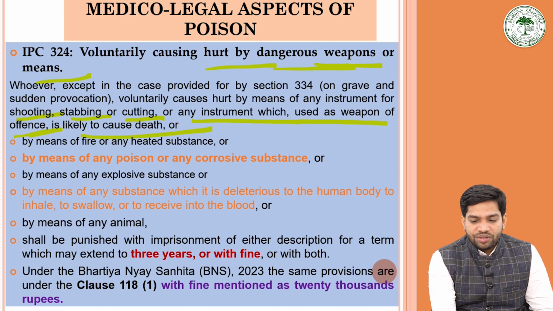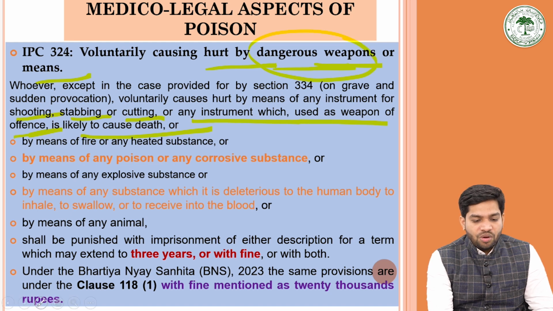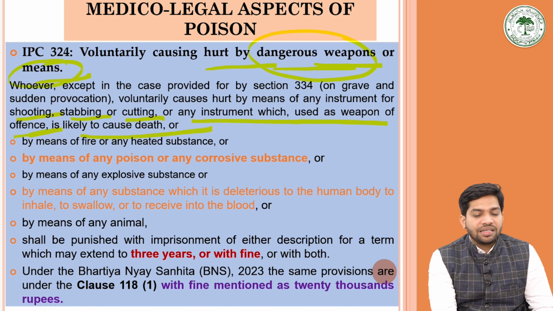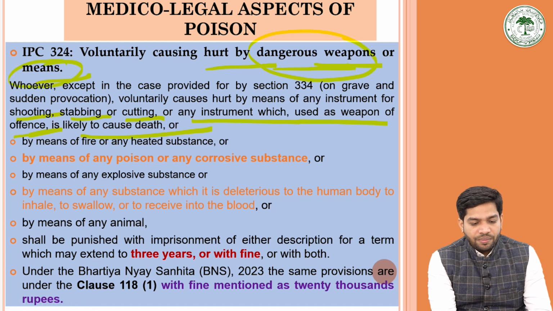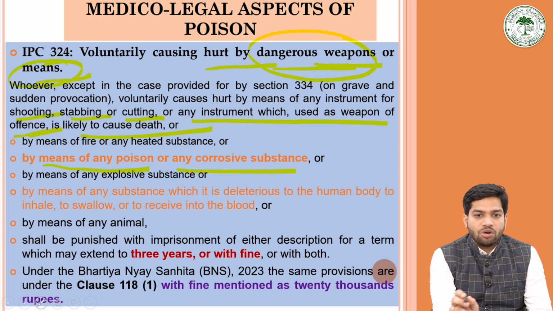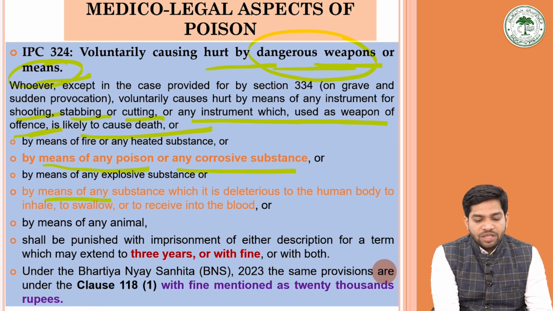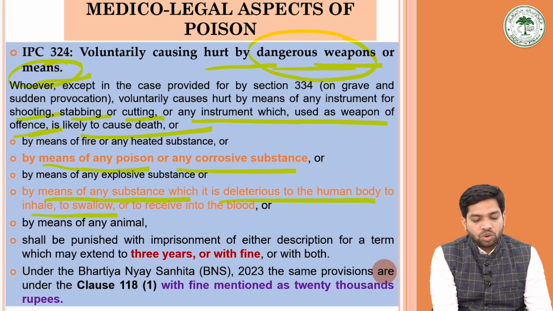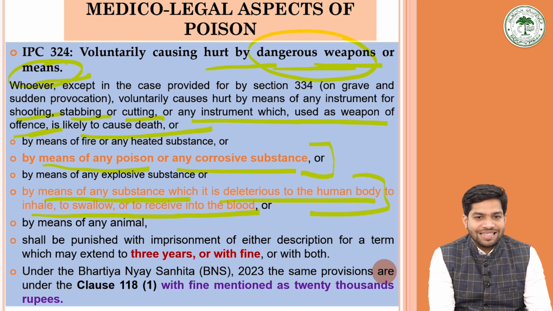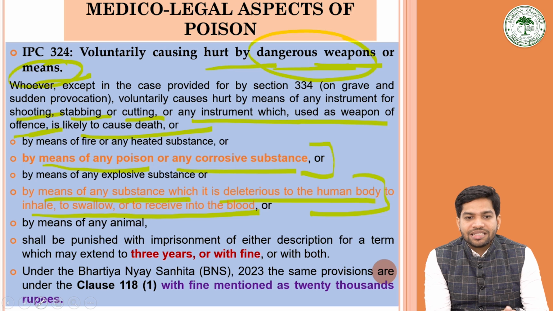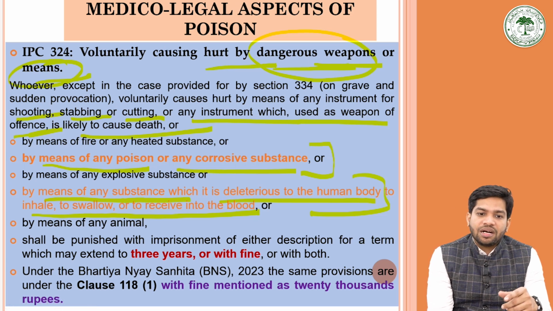So no, we are not concerned about dangerous weapons. We are concerned with the dangerous means. Under the dangerous means, if a person uses poison or any corrosive substance that can cause hurt to the person, by means of any substance which is deleterious to human body to inhale or to swallow or to receive into the blood, here also the poison can be included. So in the different means, the poisonous substance can be included and that causes hurt to the person.